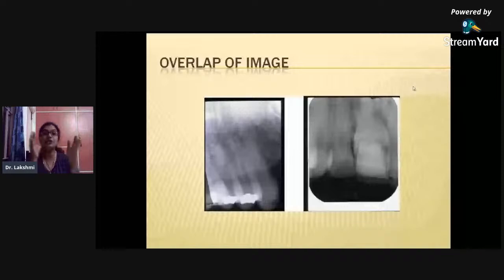When an already exposed film packet is exposed again. Can you see here? You can see even this over here. Seems to be, and here you can see the molars.